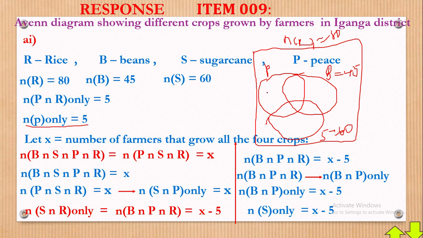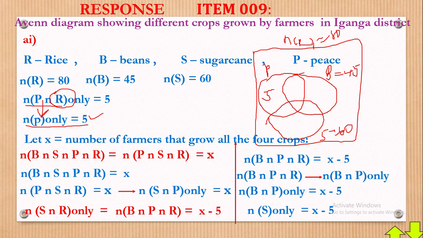P only will appear here as a 5. Alright, good. So we are done entering this. Now remember, here we had number in P and R, but I told you that where you see R, you can exclude it. Since we know that every farmer who grows any crop here grows rice, number in P intersection R is the same as writing number in P only. Simple as that.